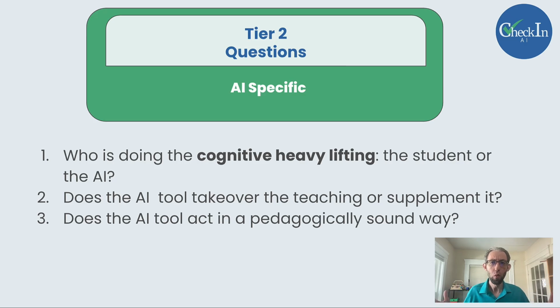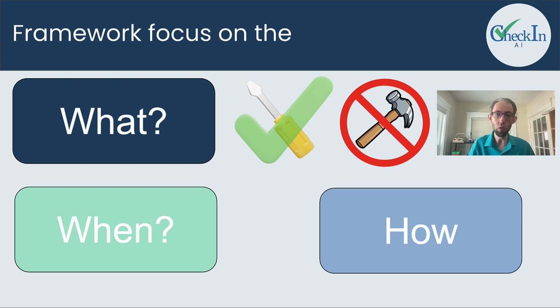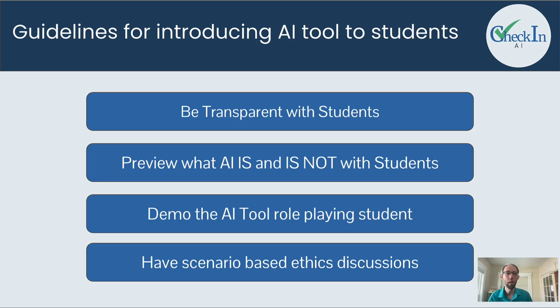So if it passes Tier 1, Tier 2, great. We have focused on the what and the when for the tool. Now it's time to focus on the how. Okay? The how is really important as well, right? So when you're introducing a new AI tool to students, how do you do it?